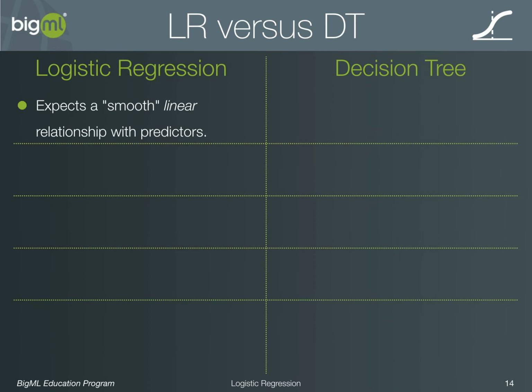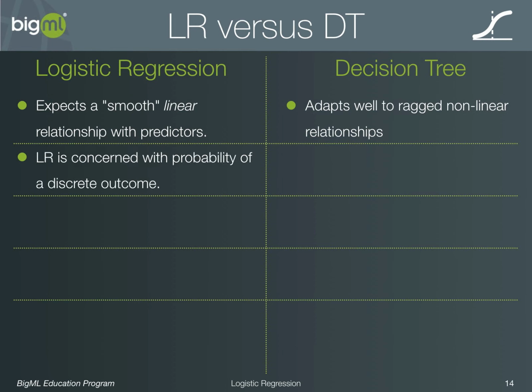So the first thing that we have seen is that logistic regression expects a smooth linear relationship with the predictors. And in fact, this is important enough that when we have a nonlinear relationship, we can improve the logistic regression results by transforming the data. This is essentially a non-issue with decision tree models, since they adapt very well to these ragged nonlinear relationships. This means that decision tree models work well with nonlinear data without any special considerations.